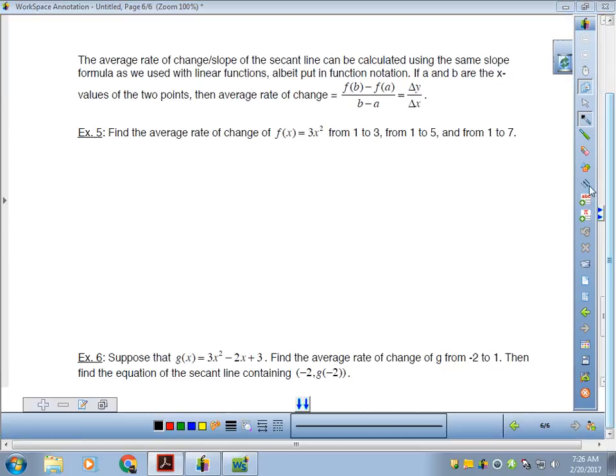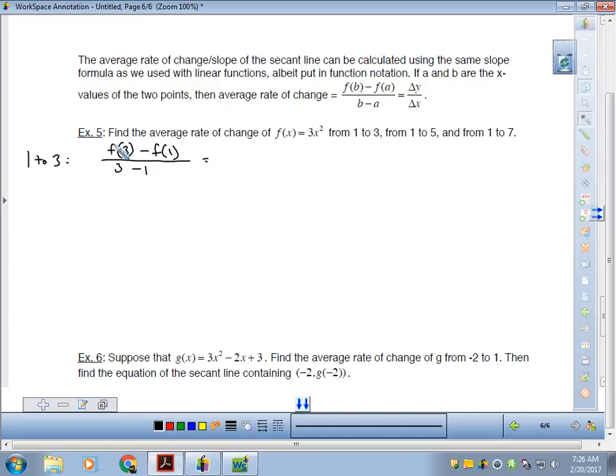So let's look at some examples related to this. So example 5 asks us to find the average rate of change for the function f of x equals 3x squared for x's that go 1 to 3, 1 to 5, and 1 to 7. So let's start with 1 to 3. So to find this, I'm going to be doing f of 3 minus f of 1 over 3 minus 1.